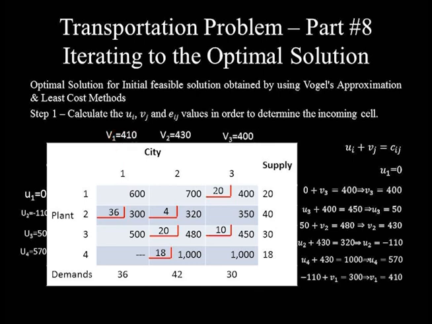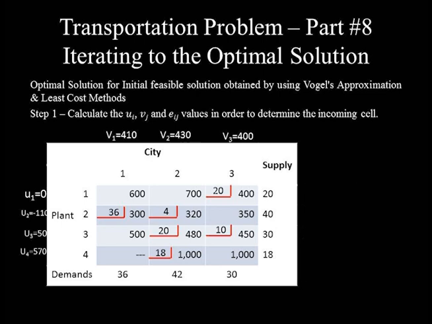The intent for calculating row and column index is to determine the net evaluation index for all unoccupied cells by using the formula: net evaluation index for the unoccupied cells, that is E sub ij, is equal to unit cost for that cell, that's C sub ij, minus row index, that is U sub i, minus column index, that's V sub j. We have two unoccupied cells in row 1. The net evaluation index of the unoccupied cell under column 1, that's E11, is equal to the unit cost of this cell, that's 600, minus the row index, that is 0, minus the column index, that's 410. The difference of these numbers gives us 190.